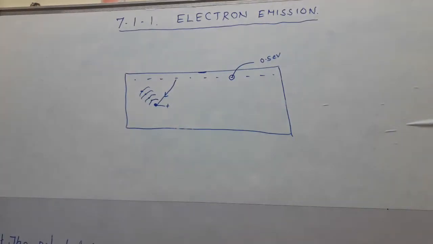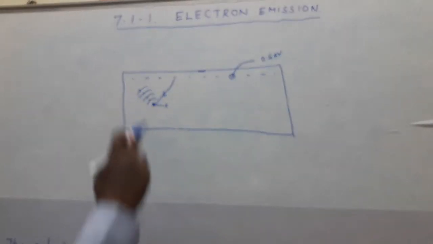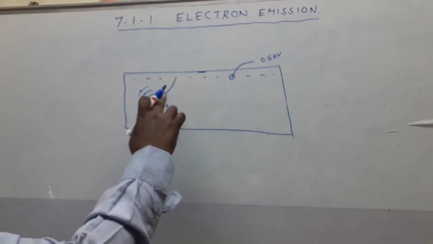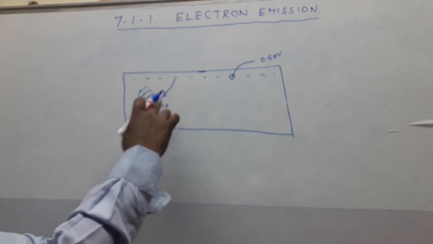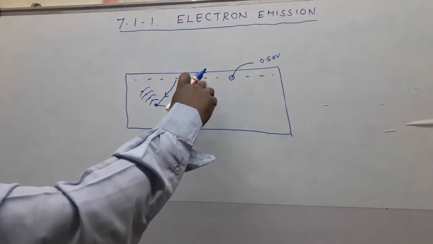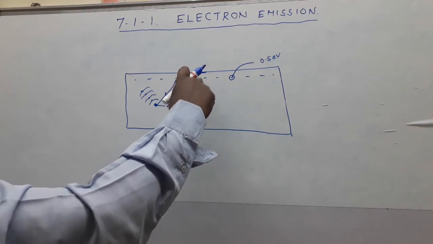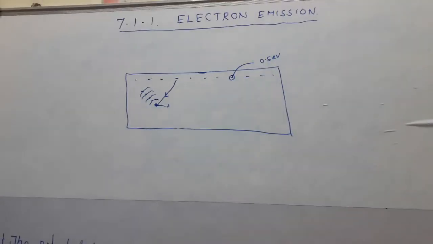Now we have to define the surface barrier. What is meant by surface barrier? The surface barrier is only because of the potential barrier. That's why the definition may be like this: the potential barrier caused by the nuclei, which prevents these free electrons from leaving the metal surface, is called the surface barrier. Are you clear?